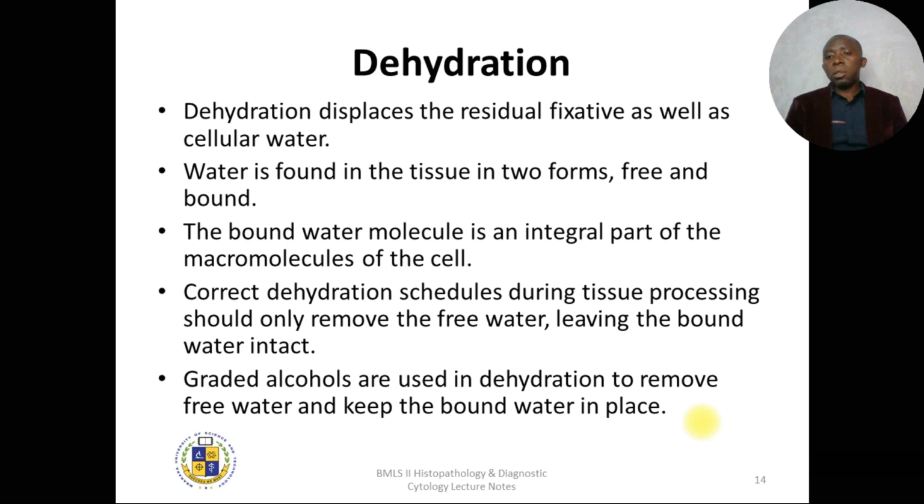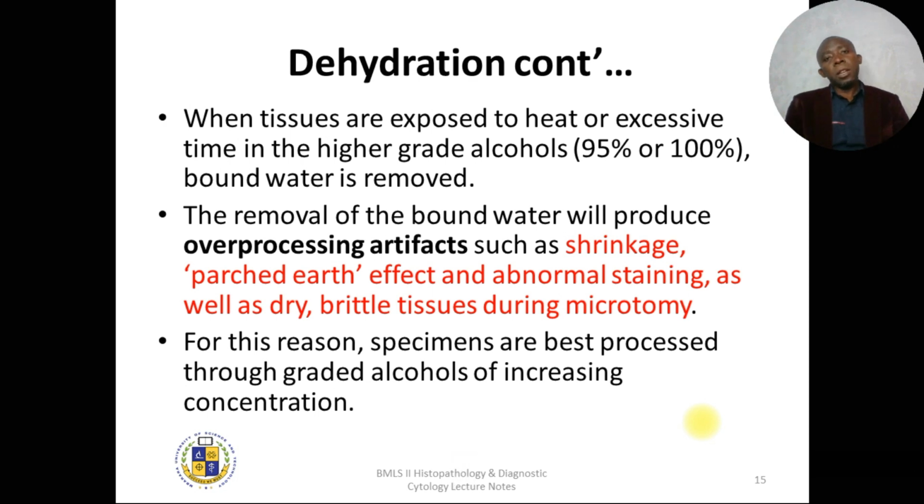So correct dehydration schedules during tissue processing should only remove free water, leaving the bound water intact. And in this process, we use graded alcohols from low percentage to higher percentage, so that we do not cause rapid dehydration, because it can cause artifacts and shrinkage of the tissue, which may not be good. So we need to take that into consideration. When tissue is exposed to heat or excess time in higher grades of alcohol, like for example 95 or 100%, bound water is removed, which we really don't want to do.